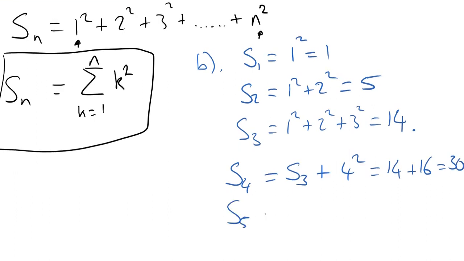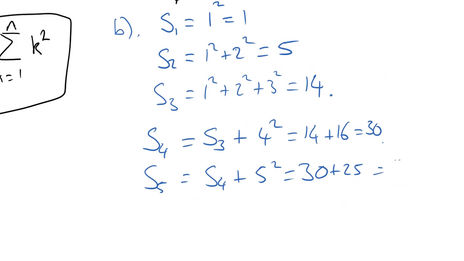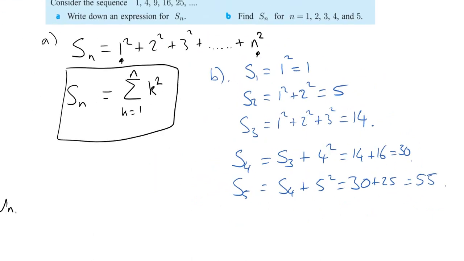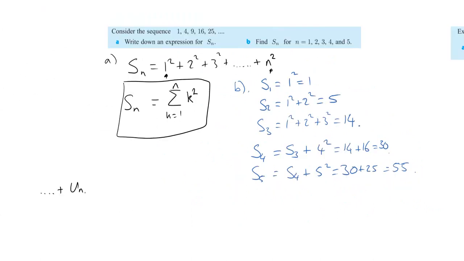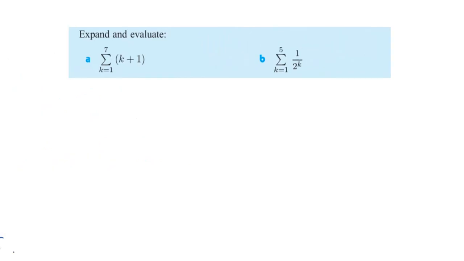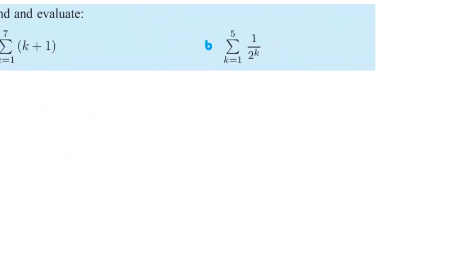And then S5 is going to be S4 plus 5 squared. Well, that's going to be 30 plus 25. That is going to be 55. So there we go. We can use this and get a grip on really understanding what a series is using this series notation. Now, I've already done A, so let's just jump in and have a quick look at this one.